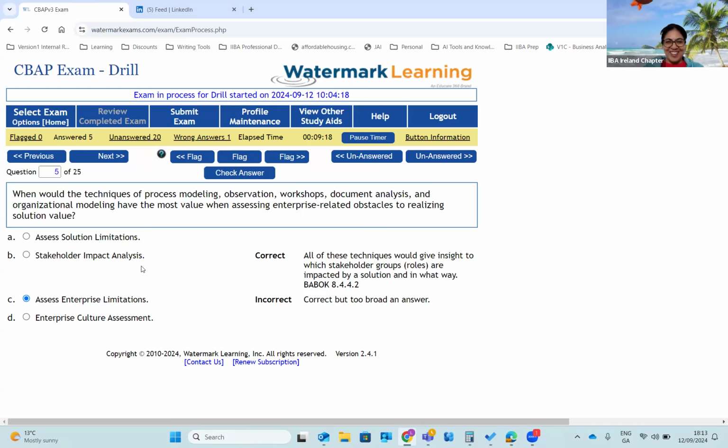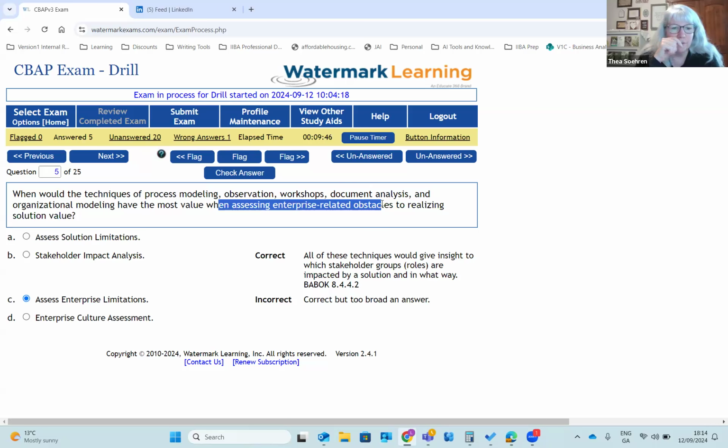Also, CBAP is tricky. Yeah. They ask us to analyze the question and what we are asking. Is it an element? Is it a task? Is it a technique? And then answer. Yeah, and sometimes it's, oh, too broad an answer, or not exactly right. I want to draw your attention to the middle of the question: when assessing enterprise-related obstacles. So that's assess enterprise limitations.